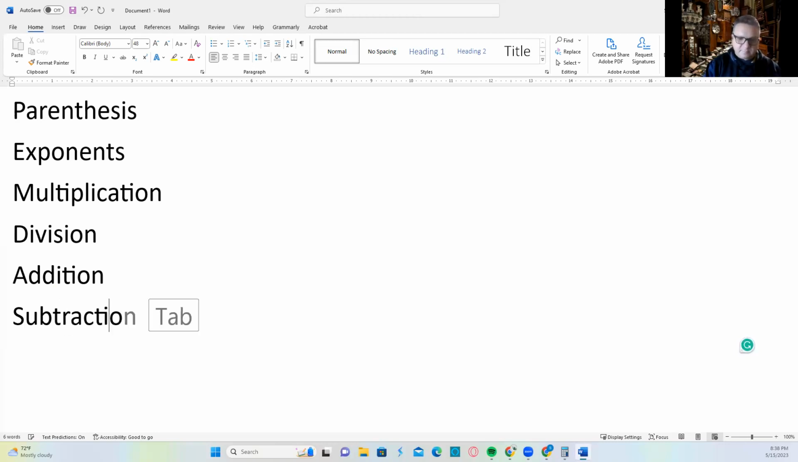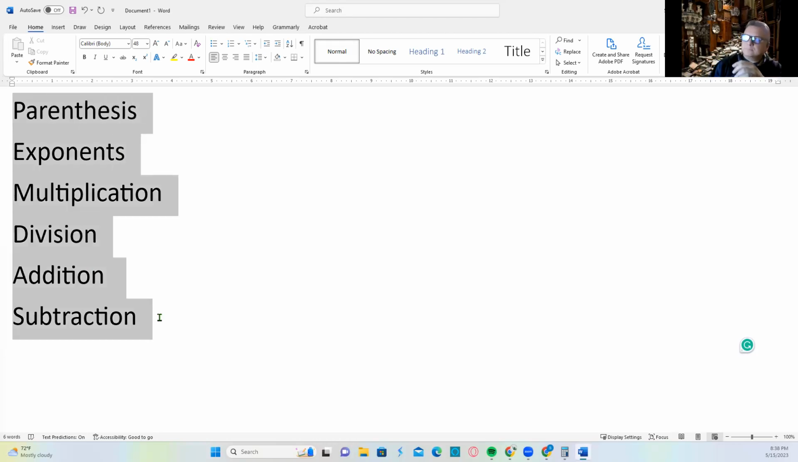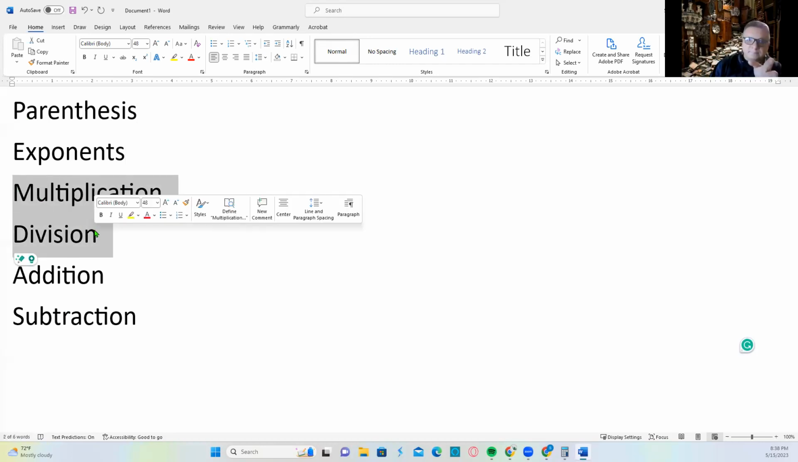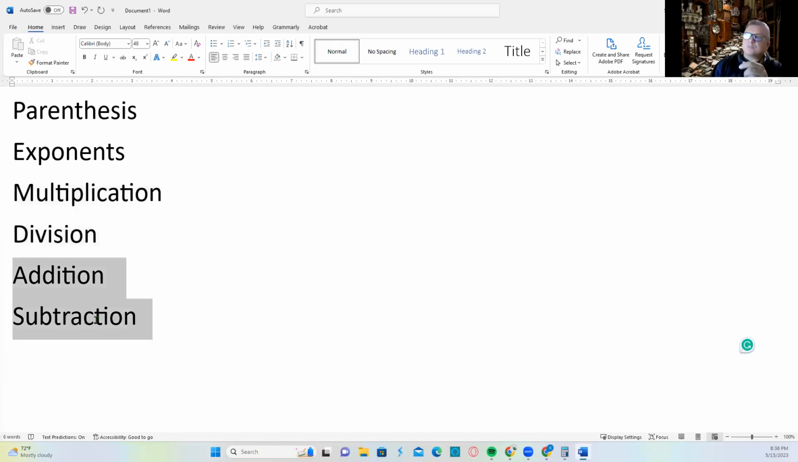All right. This is what we call the order of operations. So when you're solving that thing with all those numbers in it, this is the order in which you must solve. You solve what's in the parentheses first. Then you do exponents. You do multiplication and division in the order in which they come. Addition and subtraction in the order in which they come.